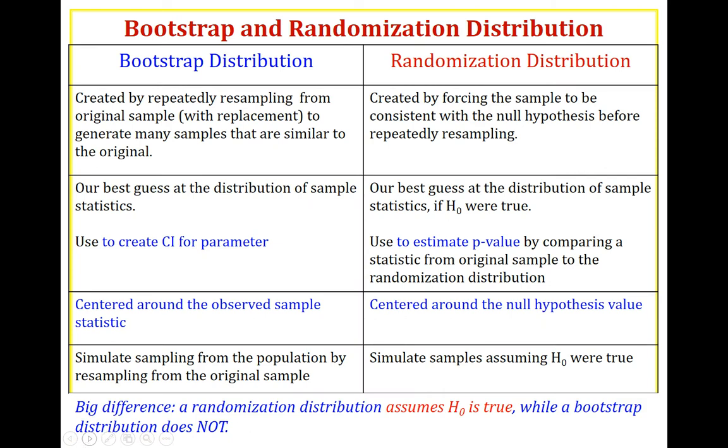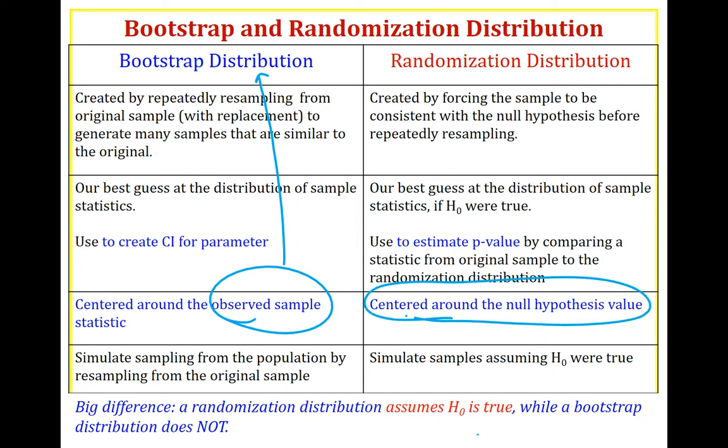Here's a nice layout, really, if you will. A bootstrap distribution, you create repeated samples, you do replacement, you do your best guess, you find a CI, and you center it up around the observed statistic. Bootstrap. You do all the same stuff on a randomized distribution, but now the null hypothesis is where we're centered up at. And a null hypothesis will be more of a randomization.